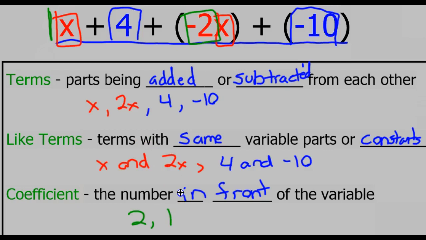Those are our coefficients. The reason we can put a 1 in front is because 1 times x is still going to give us x. It doesn't matter. We don't need to put that there because we know that 1 times anything will give us the same thing. We sometimes just leave it x to make it easier on ourselves.